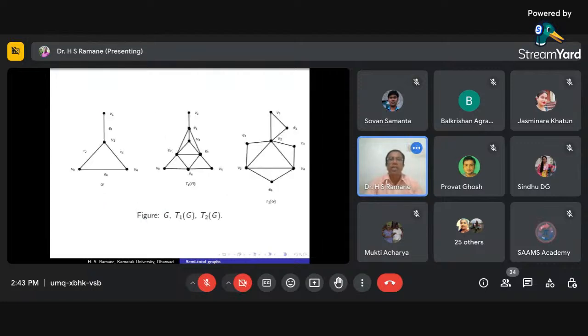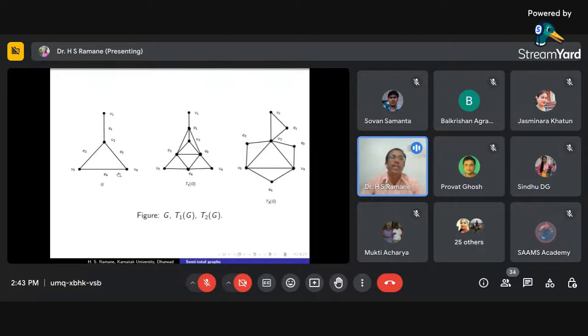Now from this figure you will come to know. This is a graph, the first figure, a graph G with vertices labeled V1, V2, V3, V4, and the edges are E1, E2, E3, E4. So the semi-total line graph, that is T1(G). Here the vertices will be both the vertices as well as the edges of G, correct? And if edges are adjacent in G, then you have to make them adjacent here. For example, E1 and E2 are adjacent, so we have put here a line from E1 to E2.